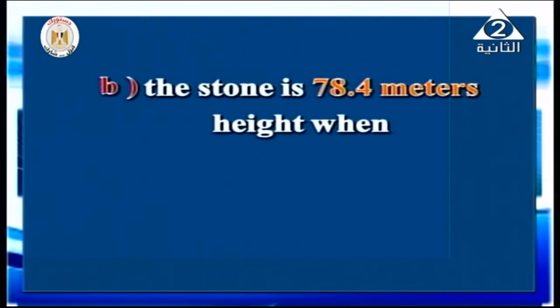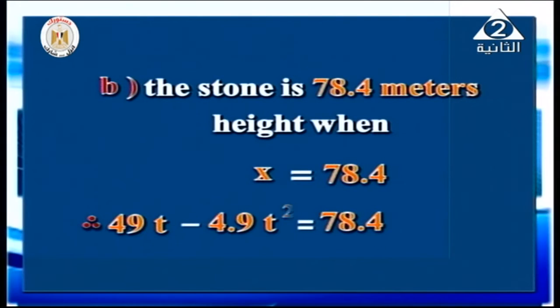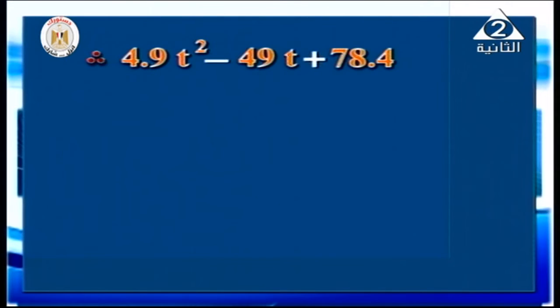Number B, when the stone is 78.4 meters high, when x equals 78.4, by substitution into the equation we find the value of t. Therefore 49t minus 4.9t squared equals 78.4. My dear student, 4.9t squared minus 49t plus 78.4 equals 0.